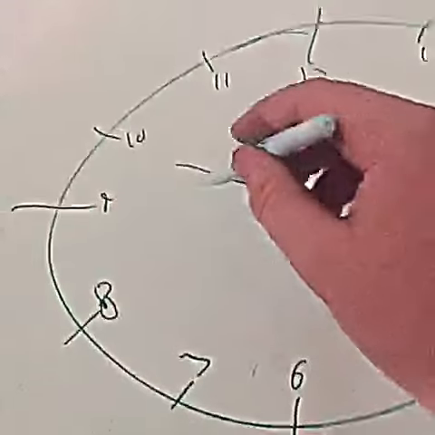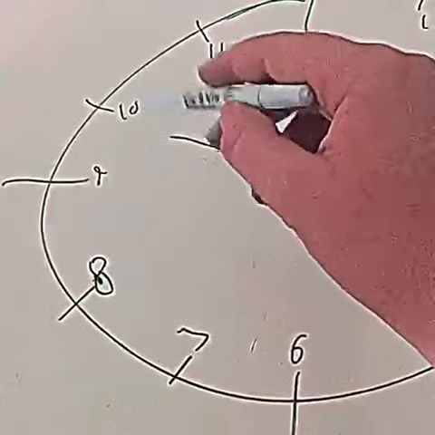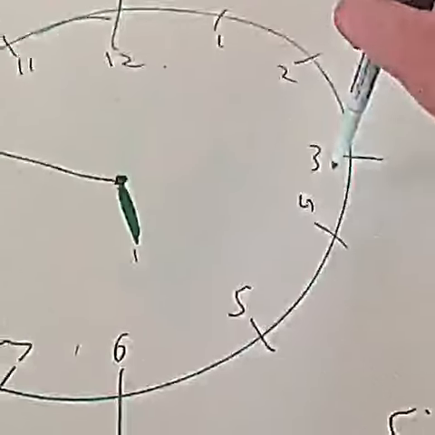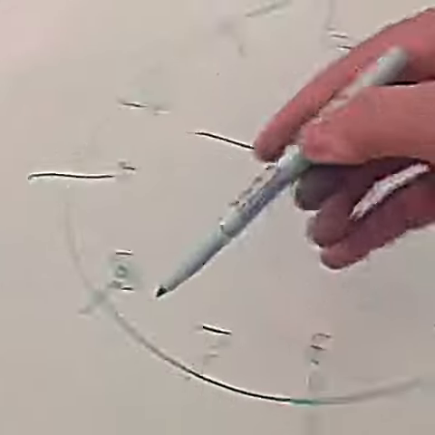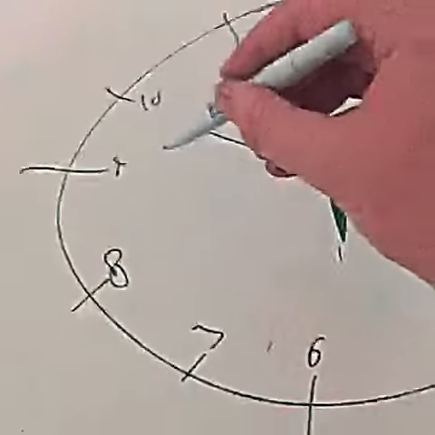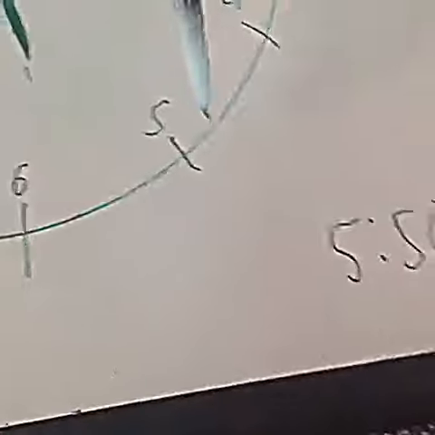And then the minute hand is pointing around 10. So remember, it goes 5, 10, 15, 20, 25, 30, 35, 40, 45, 50. The 10 is 50, so it's 5:50 right here.